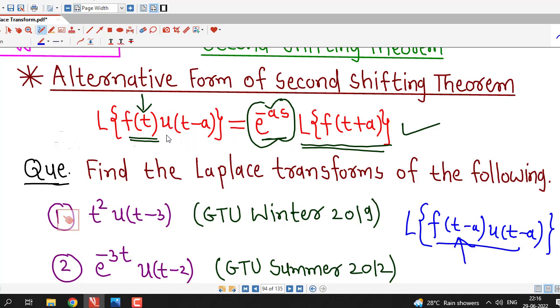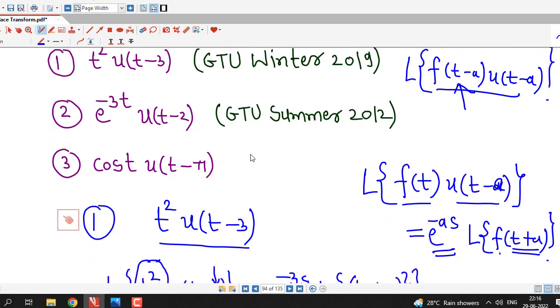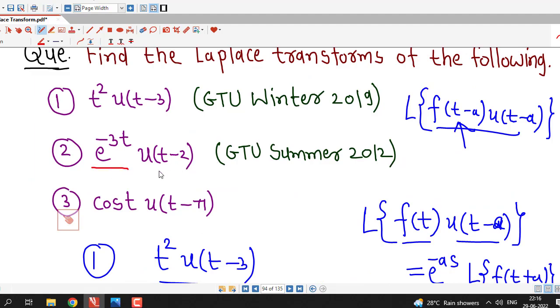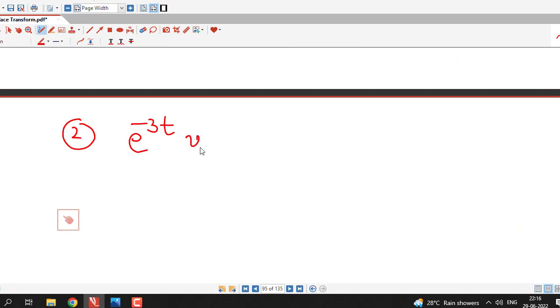If instead of f of t minus a, you are given f of t only, then also you can use this alternative form of second shifting theorem. Second function is e raised to minus 3t times u of t minus 2. So we now consider the second function, e raised to minus 3t u of t minus 2.